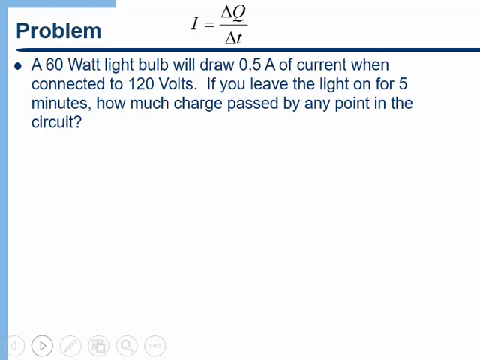Let's do a quick problem just to get some practice with our formula here. It says a 60-watt light bulb will draw 0.5 amps of current when connected to 120 volts. If you leave the light on for 5 minutes, how much charge passed by any point in the circuit? Well, first of all, just to draw the circuit, we've got 120 volts. I'll represent that as a battery.